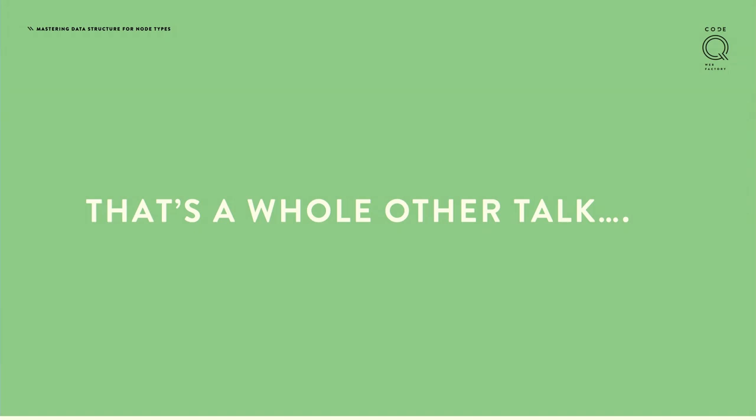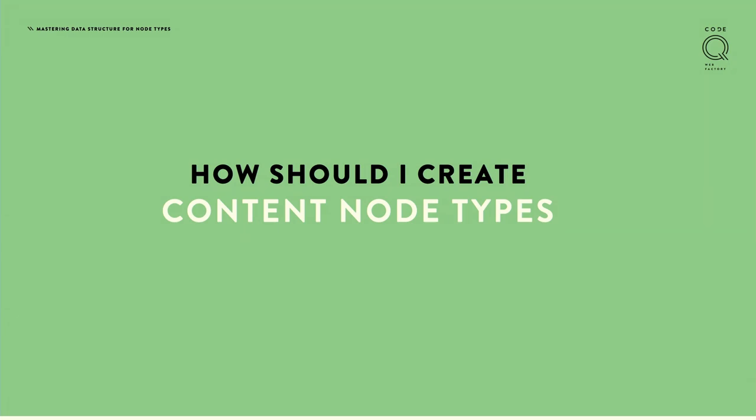So that's a whole other talk. We'll skip over that because we're here for node types. And the most interesting node types are content node types. They have a lot of complexity, which is not covered in normal document node types. So I want to start by showing you how another system does it.